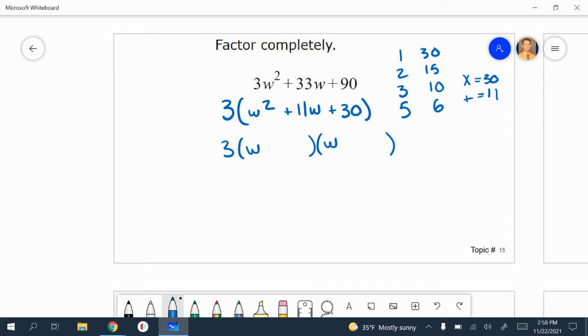Okay, so which 2 would that be? I can obviously tell that it's going to be those. So it would be 5 and 6, and they will both be positives because they both need to turn out positive when you add and multiply them.